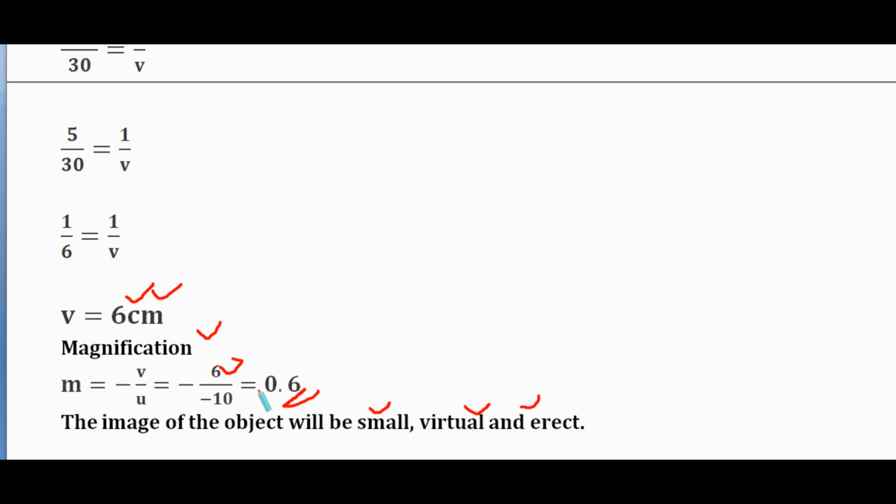Virtual and erect because it is positive. If the magnification is positive, then the image is virtual and erect. If magnification is negative, then it is real and inverted. For less than 1, image is small. For greater than 1, image is large. For 1, it is equal to object.